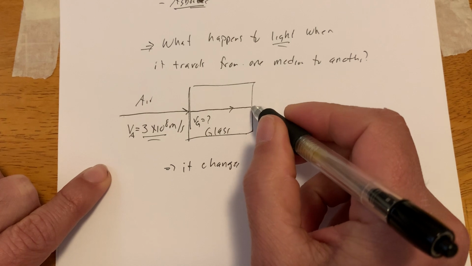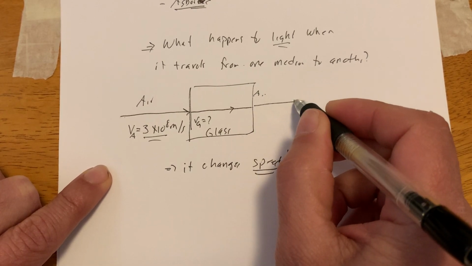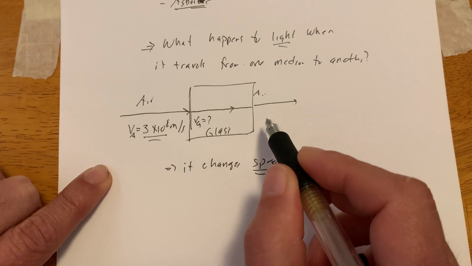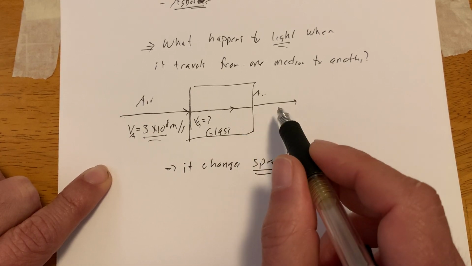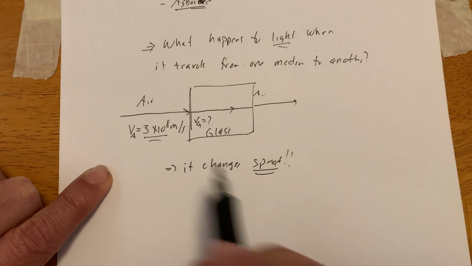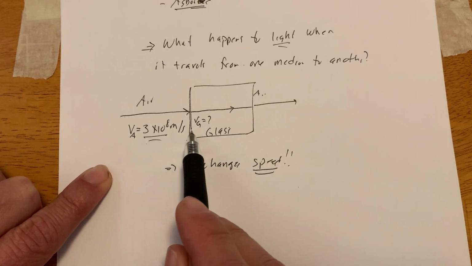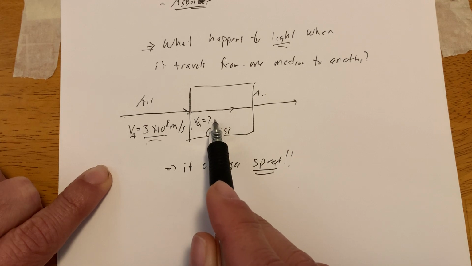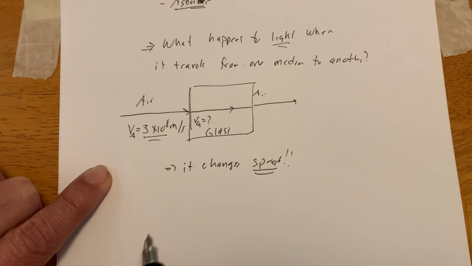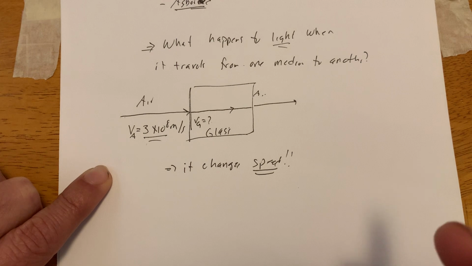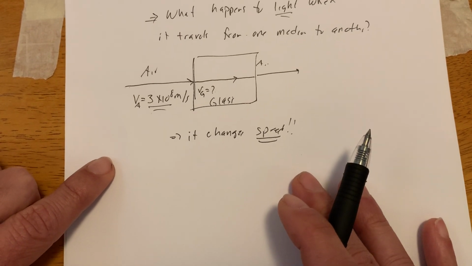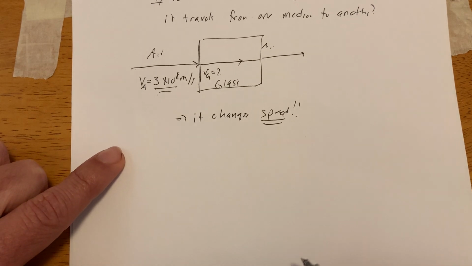So if I start in glass and I have air over here, what happens to the light when it goes from glass to air? Well, in this particular case, if you said speed up, you are correct. But in both cases, the speed changed, right? Went from fast to slow, or slow to fast. So we need to talk about this change in speed, and more importantly, how I calculate this speed change.